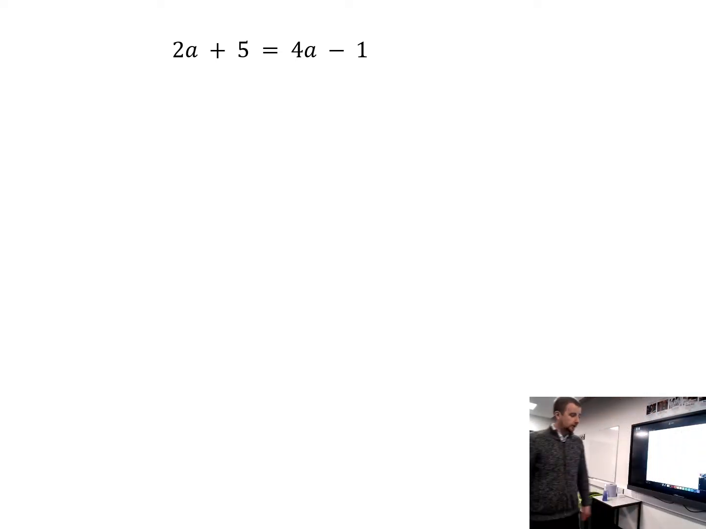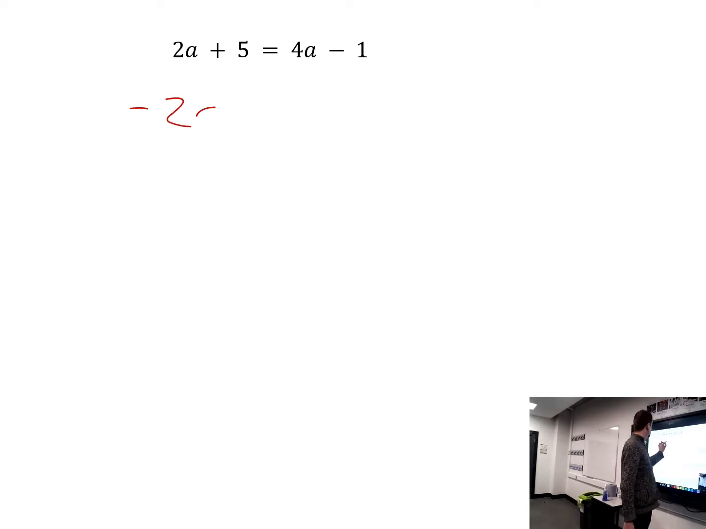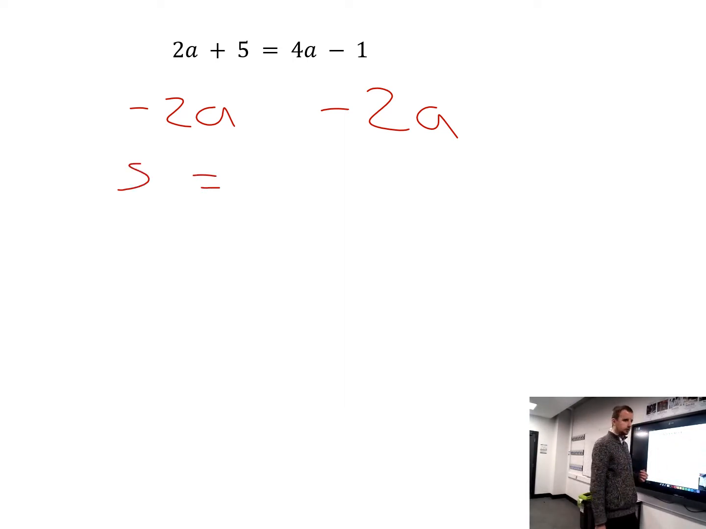Okay, so here we are trying to solve this equation. We want the a's on one side and the non-a's on the other side. So what can we do? Let's subtract 2a for both sides. Okay, so we're left with 5 is equal to 4a minus 2a, which is equal to 2a.